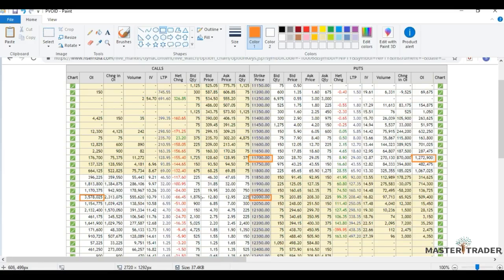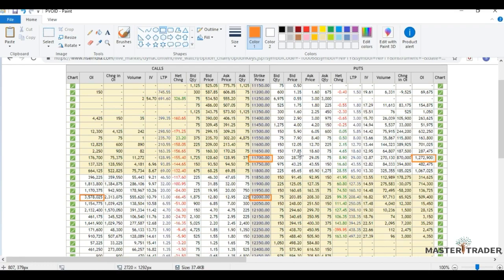Okay, so this data is simply saying that these guys will not allow price to cross 12,000, or at least close above 12,000, and these guys will not allow price to close below 11,700, right? That's the very general way of understanding this.